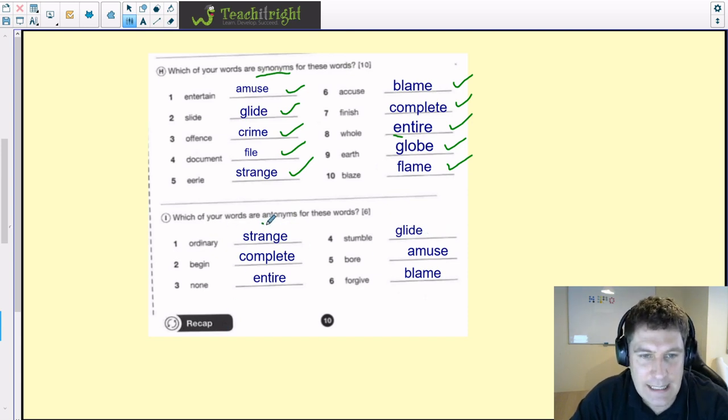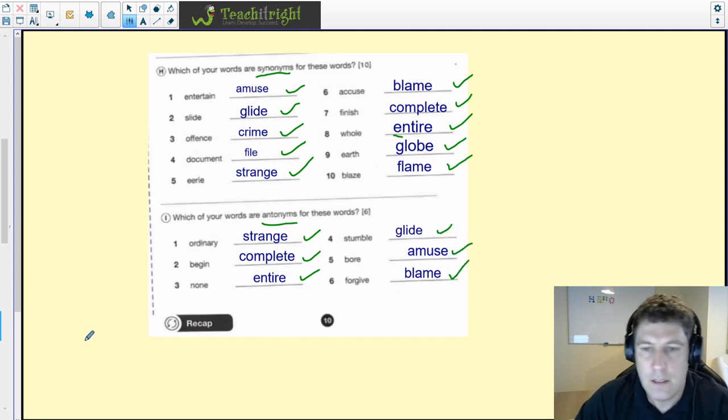Which of the words are antonyms? We're looking at antonyms now. Ordinary and strange, begin and complete, none and entire, stumble and glide, bore and amuse, and then forgive and blame.